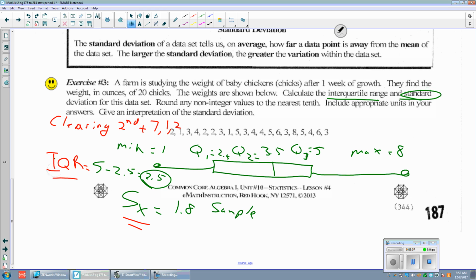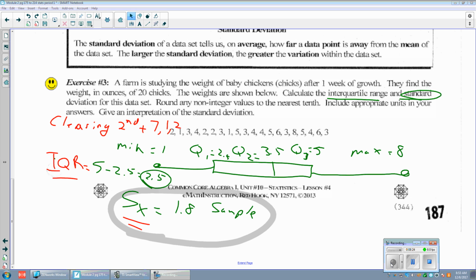I used S of X because it's a sample. 20 chickens does not make a farm. Standard deviation is 1.8. What does that mean? That means my interpretation is that, since 1.8, I'm comparing 1 ounce, and I'm going to throw away the 8 ounces, 1 ounce to 6 ounces. A lot of these are 5, 6, 4, 5, 3s, 2s.